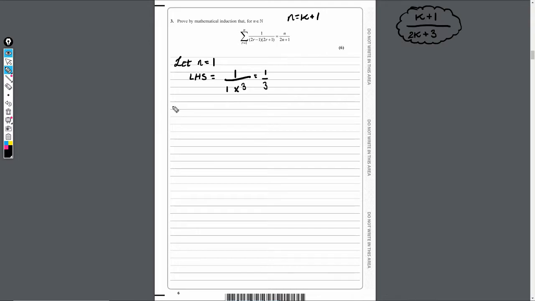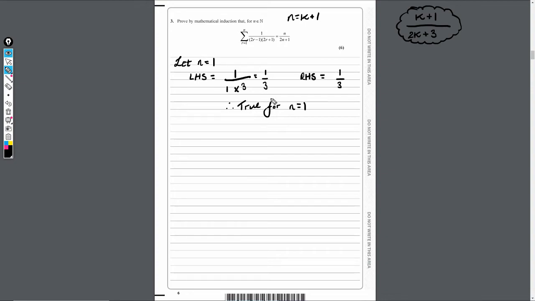And then the right hand side, what will I get? Let n equal 1, so it's going to be 1 over 2 times 1, which is 2, plus an extra 1, so I'm going to get 1 over 3. Okay, so the right hand side is equal to the left hand side, therefore true for n equals 1. So that's the base case proved.